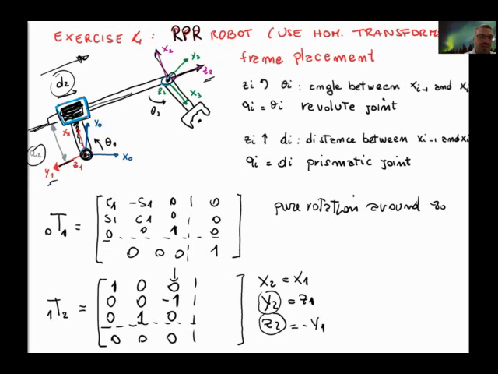Then we apply the joint transformation, which is a prismatic joint, and this prismatic joint will do what? Will move.